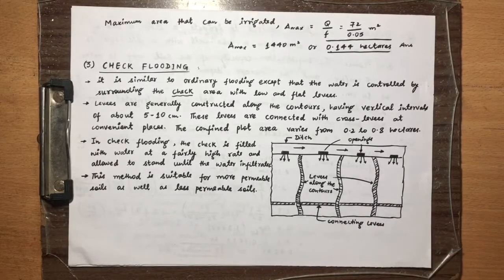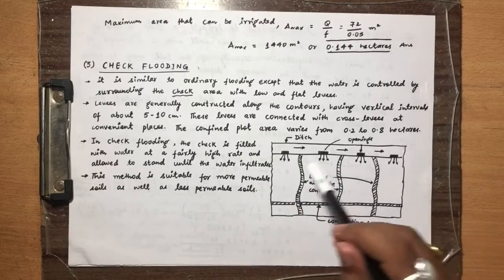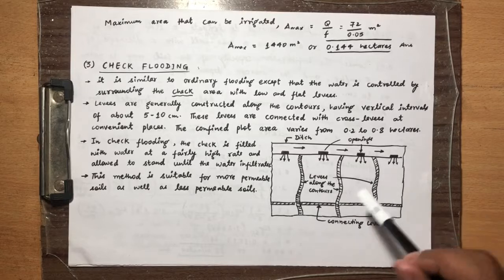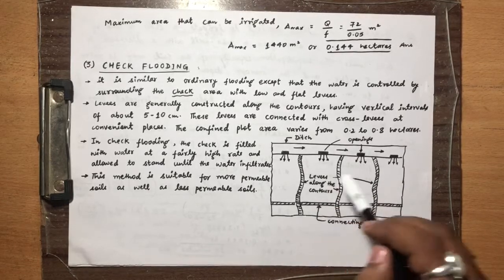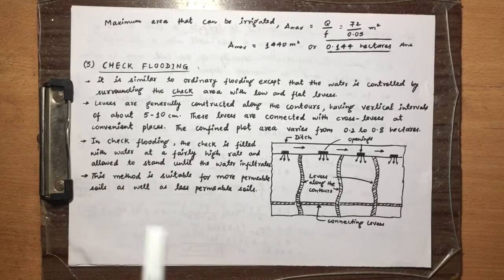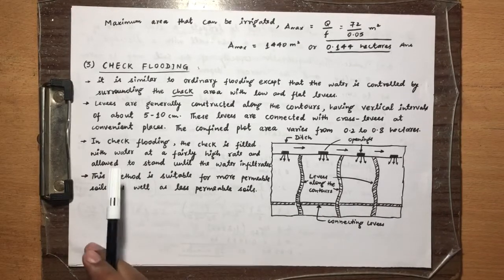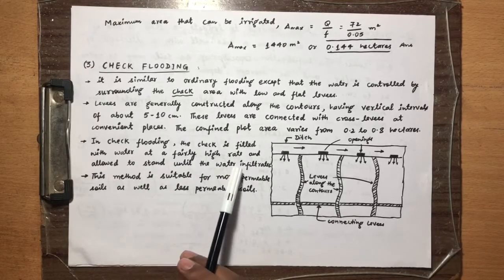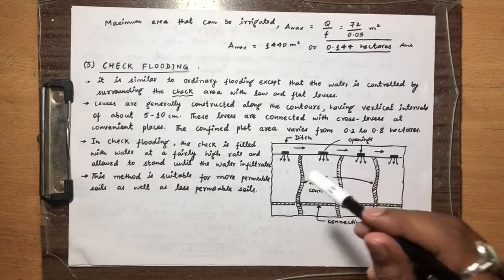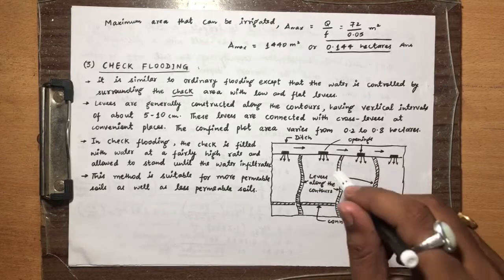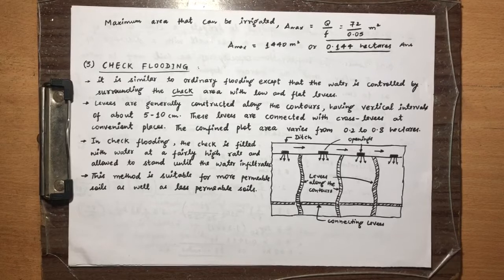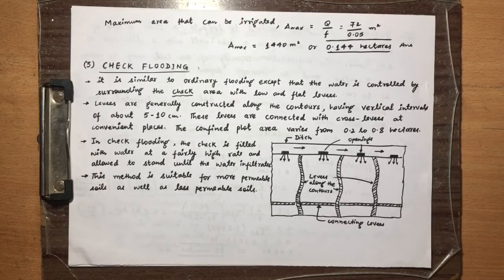So this is a typical diagram, plan view. This is the main ditch, water is coming. We have provided openings for a particular confined area and this field is getting irrigated like this. In check flooding, the check is filled with water at a fairly high rate and allowed to stand until the water infiltrates. So water is applied at a high rate, water will stand here and slowly it will infiltrate through the soil. This method is suitable for more permeable soil as well as less permeable soil.